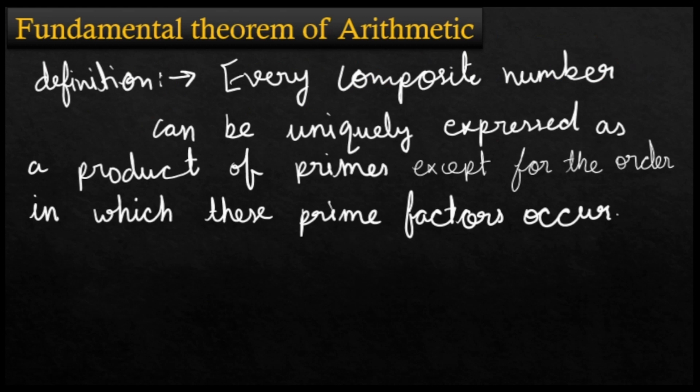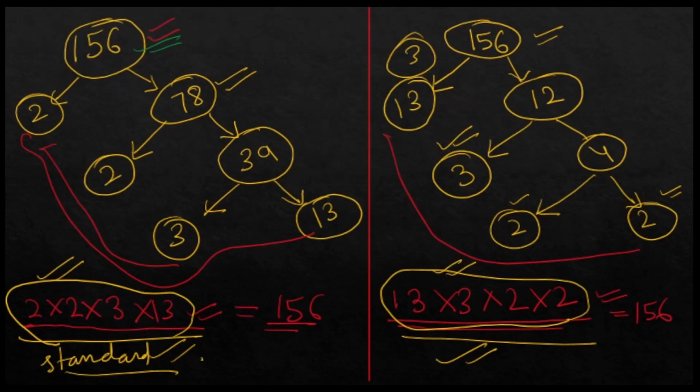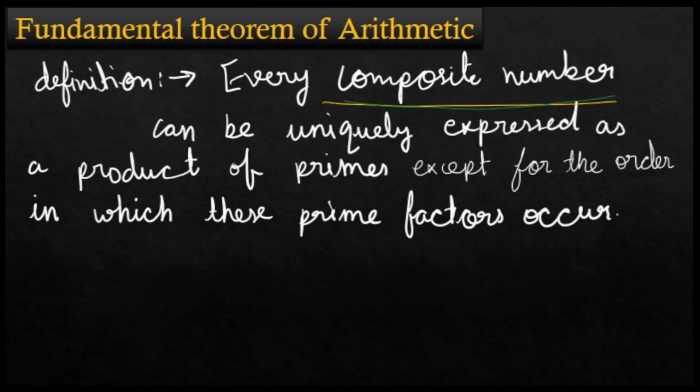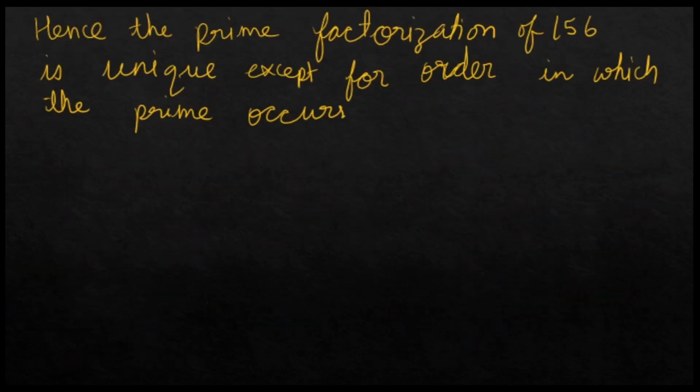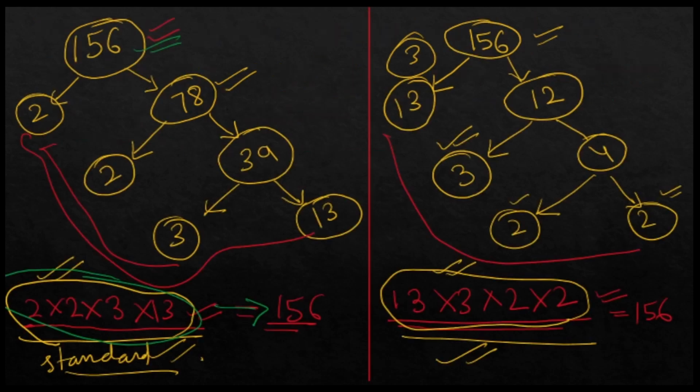Hence the definition. Now you can clearly understand this. Every composite number like 156, every composite number can be uniquely, that means in standard form, expressed as a product of primes. This is a product of primes except for the order in which these prime factors occur. Just like I told you here, this is the same, except for the order. The order in this and in this is different.